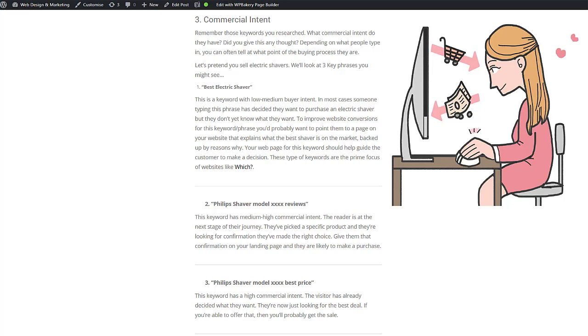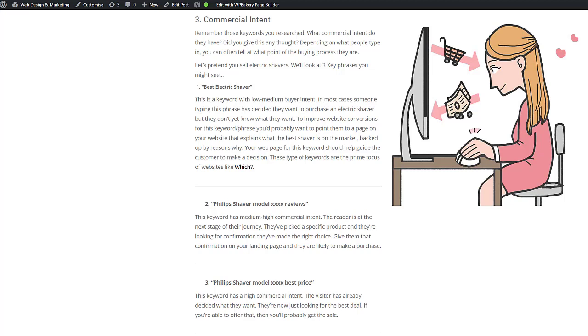If someone is at the earlier stages of their buying journey and they're typing wet or dry shave, then you'll want to provide information on why they should choose a dry shave over a wet shave perhaps. If you were to go straight in there with a model that you sell, then the chances of a sale are fairly low. On the flip side, if someone is looking for the best price on a specific model, the last thing you want to do is send them to a page on your website with information about lots of different shavers. You want to take them straight to the page they're at.